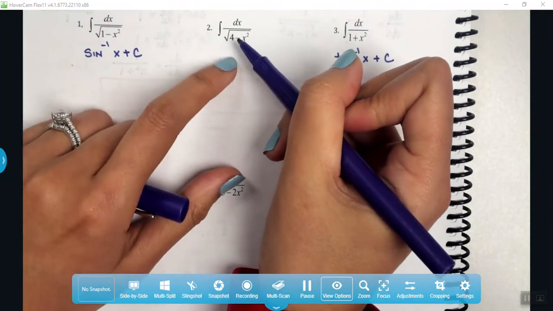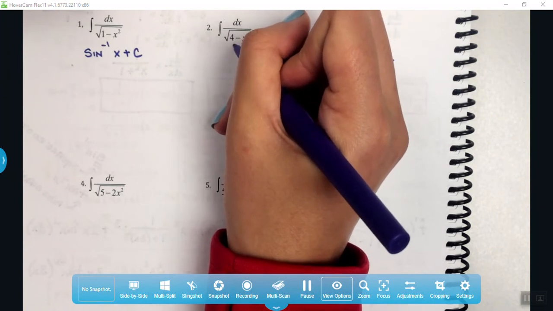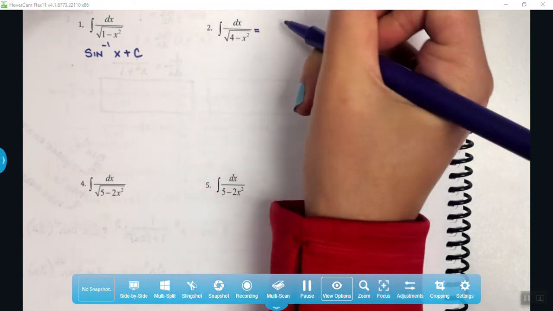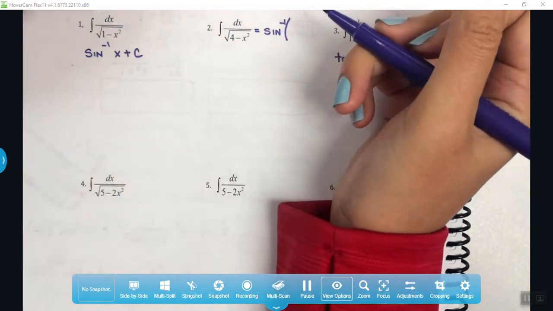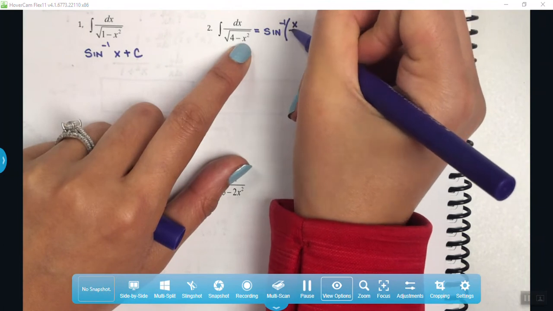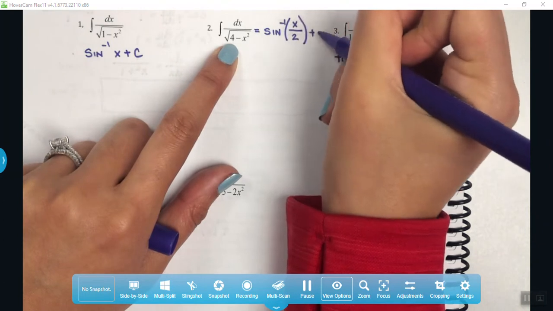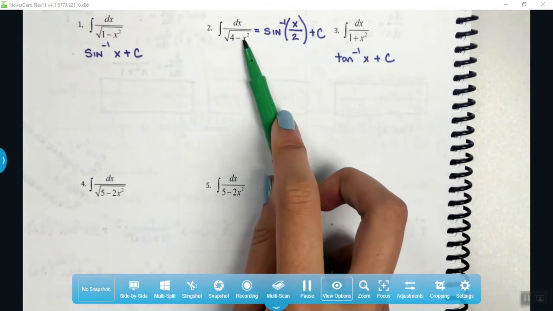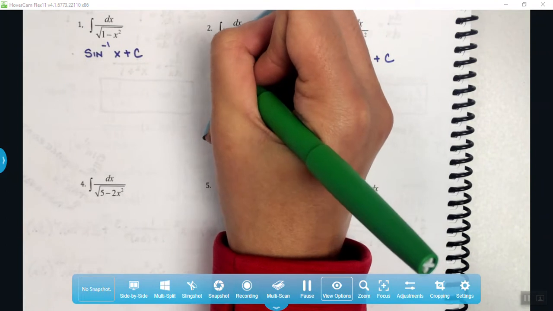2, if you use the formula, this would be 1 over square root of 4 minus x squared. So this should be equivalent to, if you just memorize the formula, sine inverse of u is x over a is 2, and then plus c. So if you memorize the formula, then it's pretty easy, as long as your u is something nice. If you don't, this is essentially what you're doing.